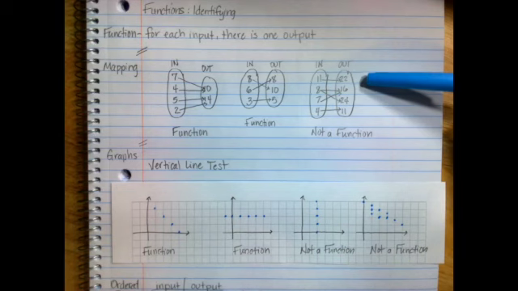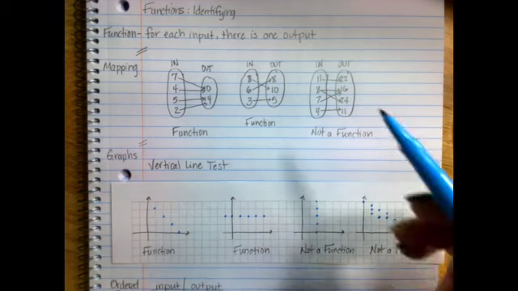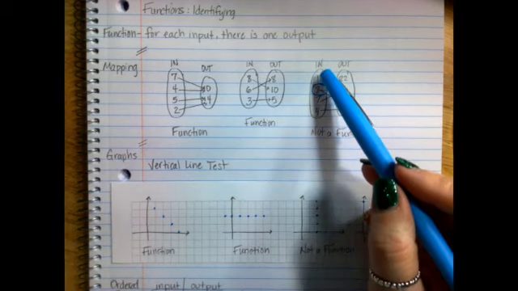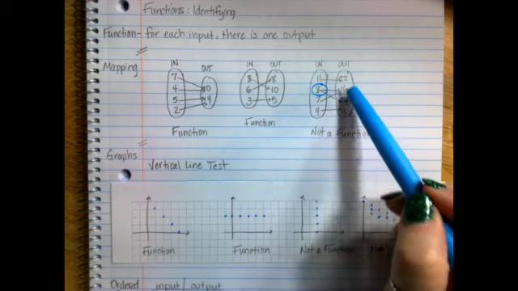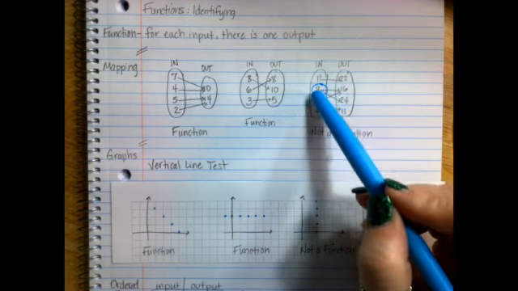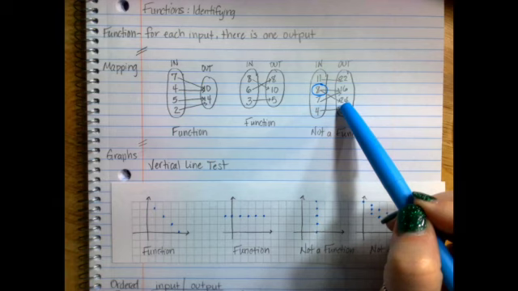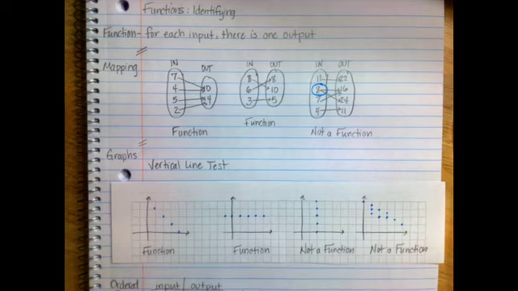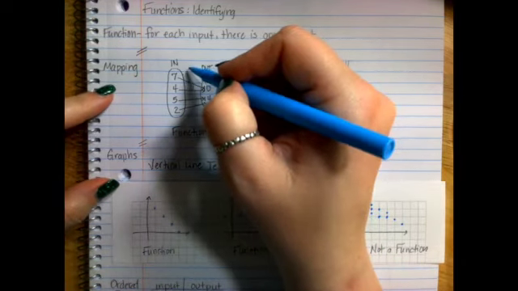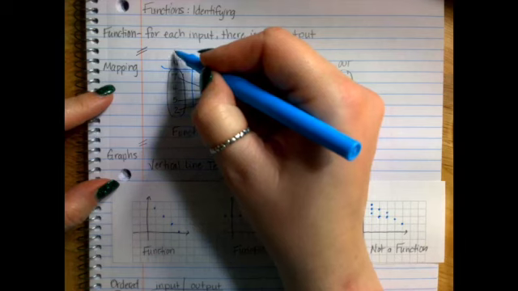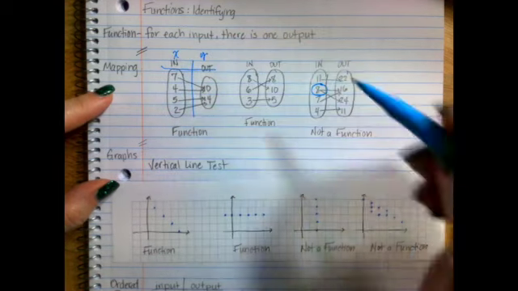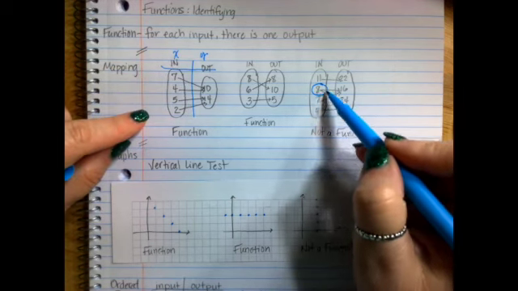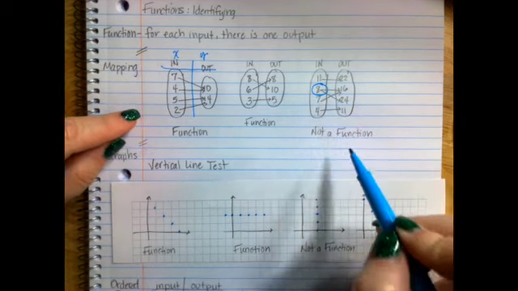This last one is not a function because look at this right here. Your inputs and your outputs, but this 8 has two outputs. You cannot repeat your inputs. So think of it as if we were to make this into tables. This would be your X value, this would be your Y value. So if you have any X values that repeat, like this one over here would repeat, then it is not a function.